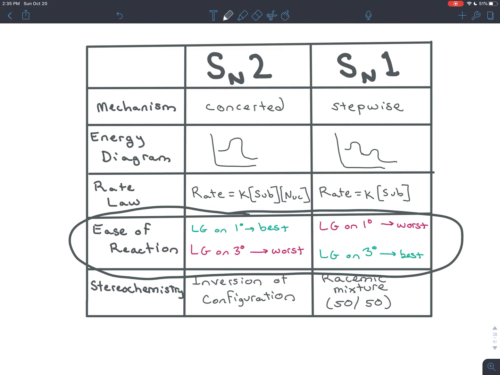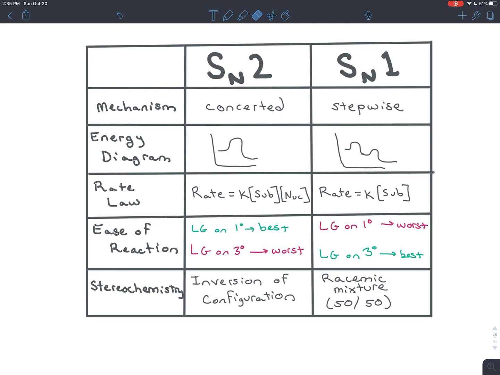In other words, the big takeaway from this is, if the leaving group is on a primary carbon, it will definitely happen through an SN2 reaction. If the leaving group is on a tertiary carbon, it will definitely happen through an SN1 reaction. The only time there's ambiguity is if the leaving group is on a secondary carbon. If the leaving group is on a secondary carbon, it could be either SN2 or SN1. You'd have to look at other factors that we'll cover in future videos.